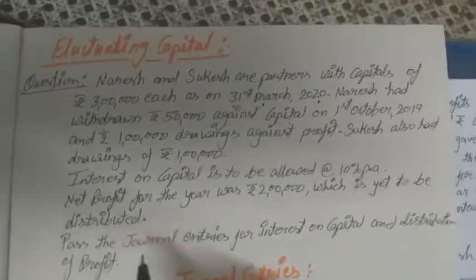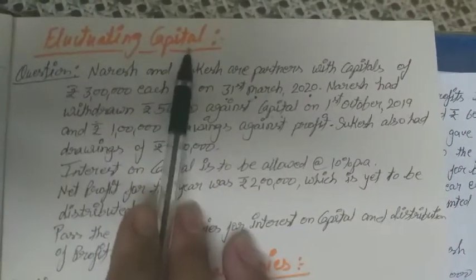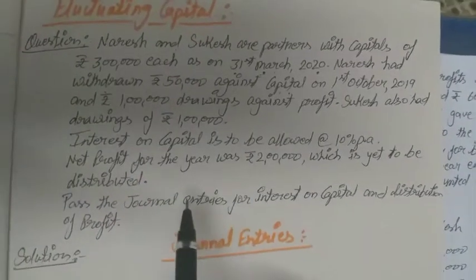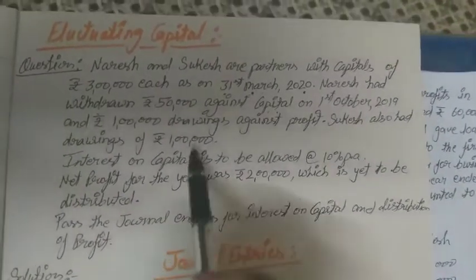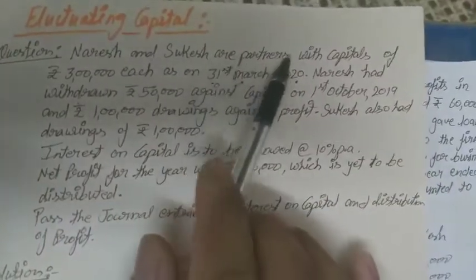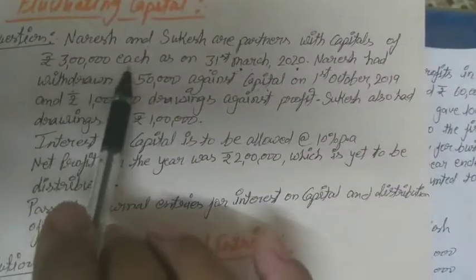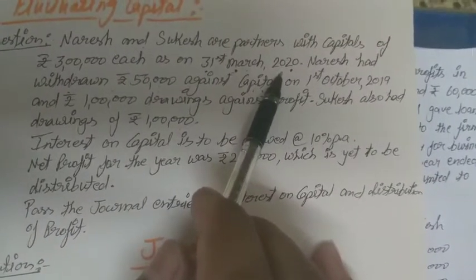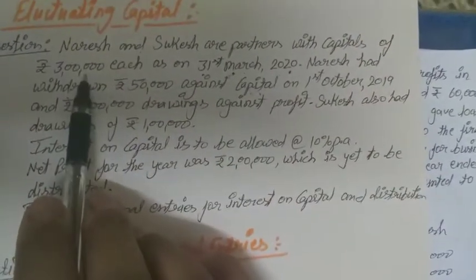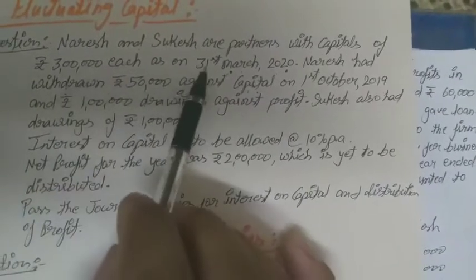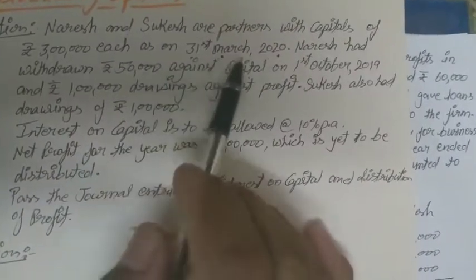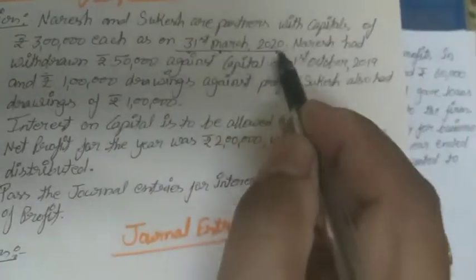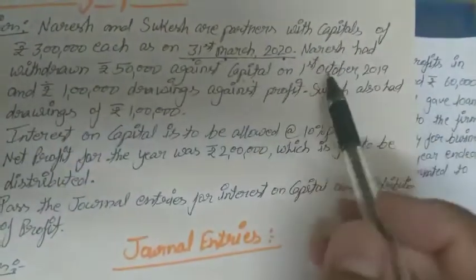Student, this is the second method, the fluctuating capital account method. According to this, we have one problem, and we are going to solve it. Naresh and Sukesh are partners with capital of rupees 3 lakh each as on 31st March 2020. So both partners have rupees 3 lakh each as capital on 31st March 2020. The date is important. We have to remember the date on which the capital is given.